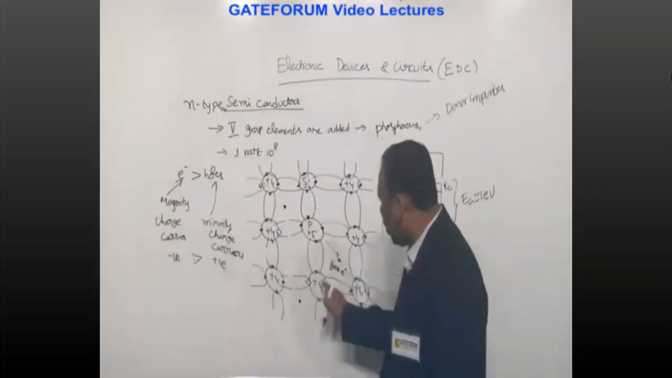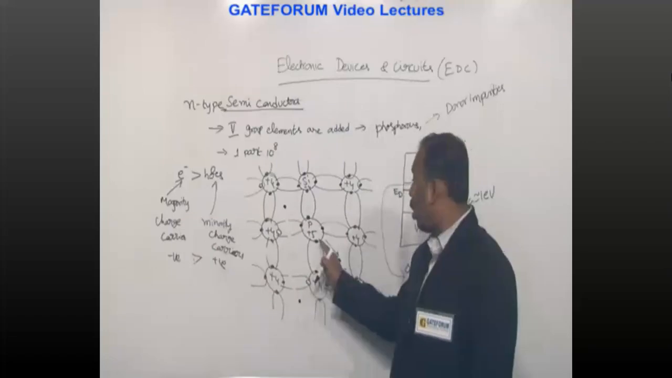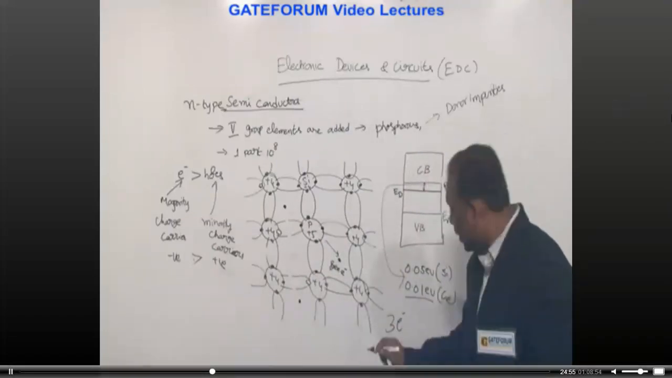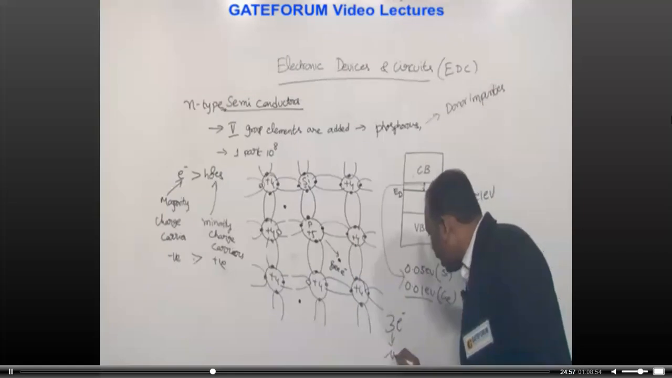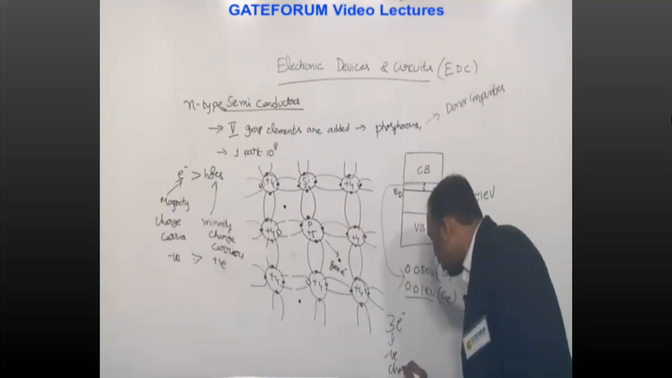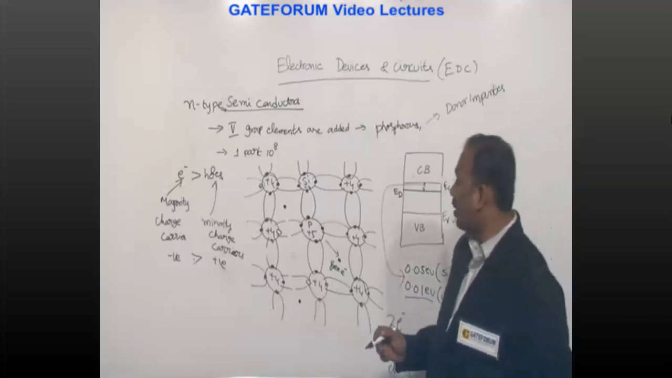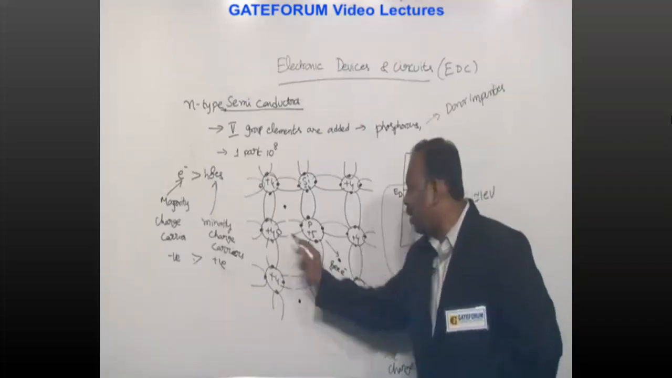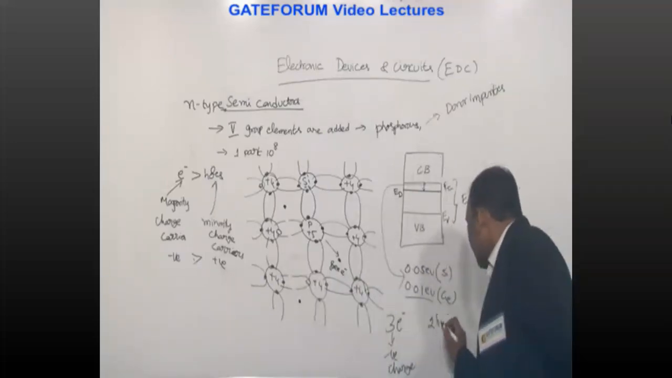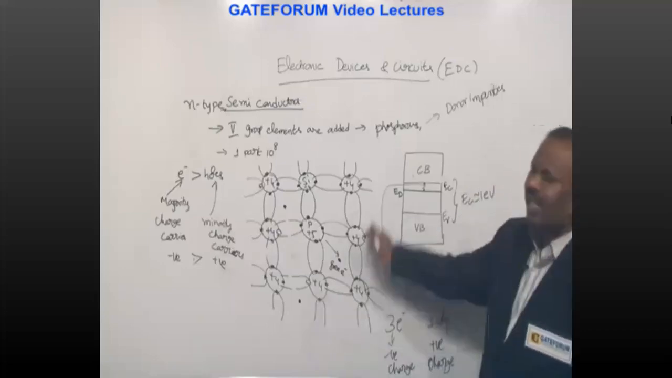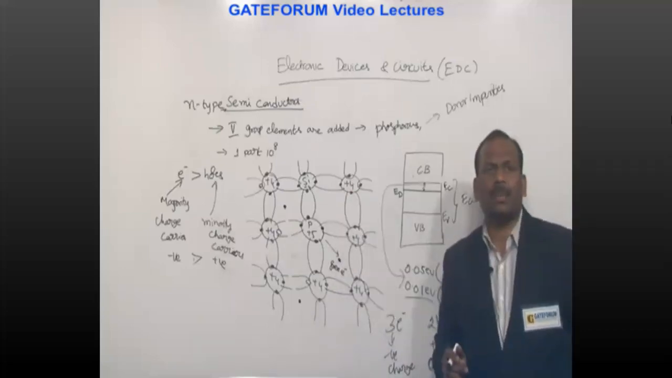See, in the same example, how many electrons are there? 3 electrons. These electrons are having negative charge. How many holes are there, in the same one? 1, 2. 2 holes are there. Positive charge. Any other thing in this figure?